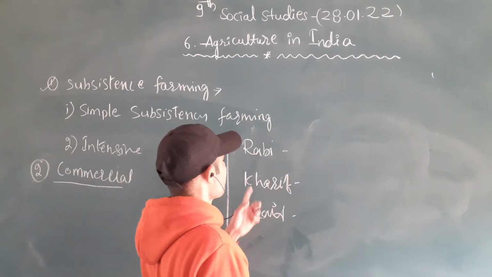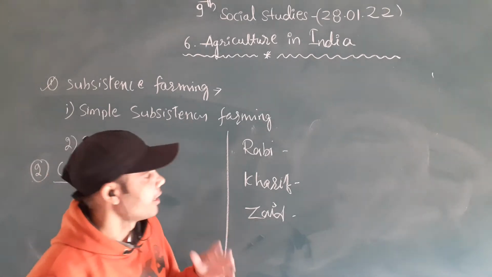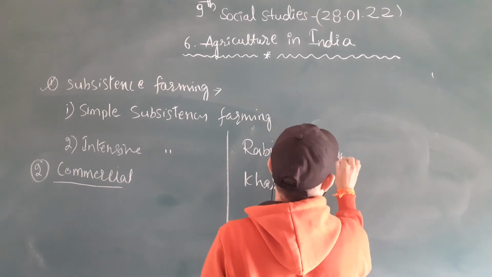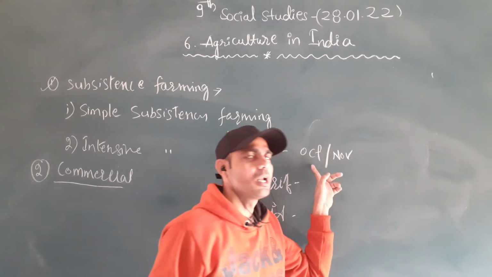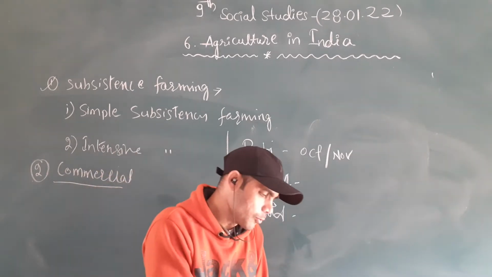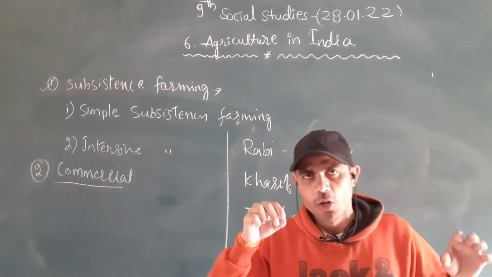The Rabi season starts in October, November. In October and November, most of the plants can be sown. We can put the seeds in our soil, right?